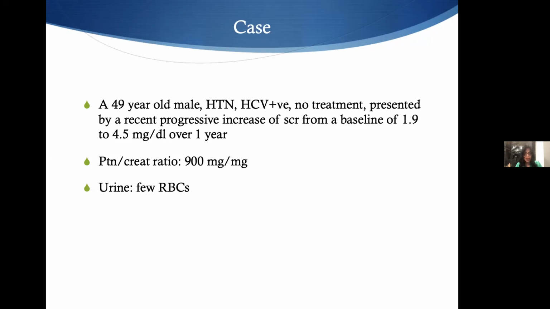His protein creatinine ratio was 900 milligram, and his urine showed only a few red blood cells. There was nothing else significant in his clinical profile, and his immunological profile was negative. C3, C4 were normal, and virology revealed HCV.